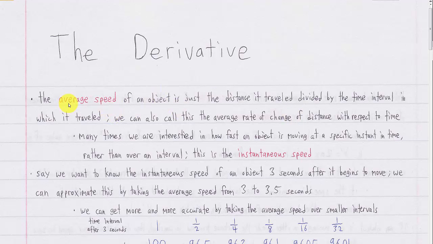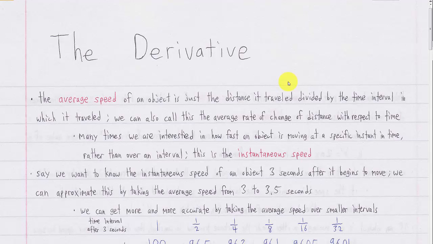In this video, I'm going to introduce the concept of the derivative, and I'm going to do that through the concept of speed. Now, we all know what speed is, but there are two different types of speed that we're going to be working with. So the first is average speed, and average speed is just the distance you travel divided by the time it takes you to travel that distance.